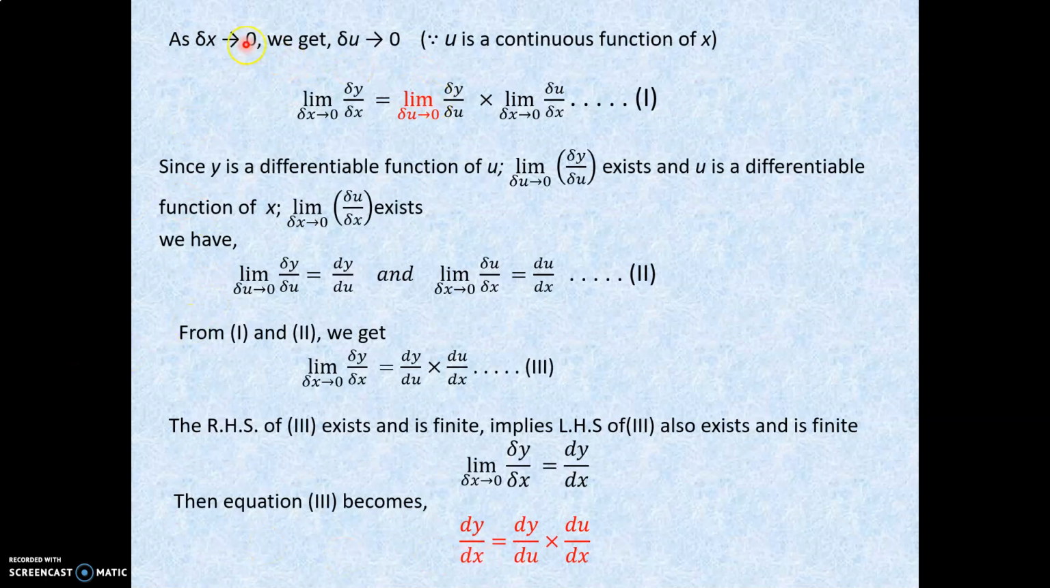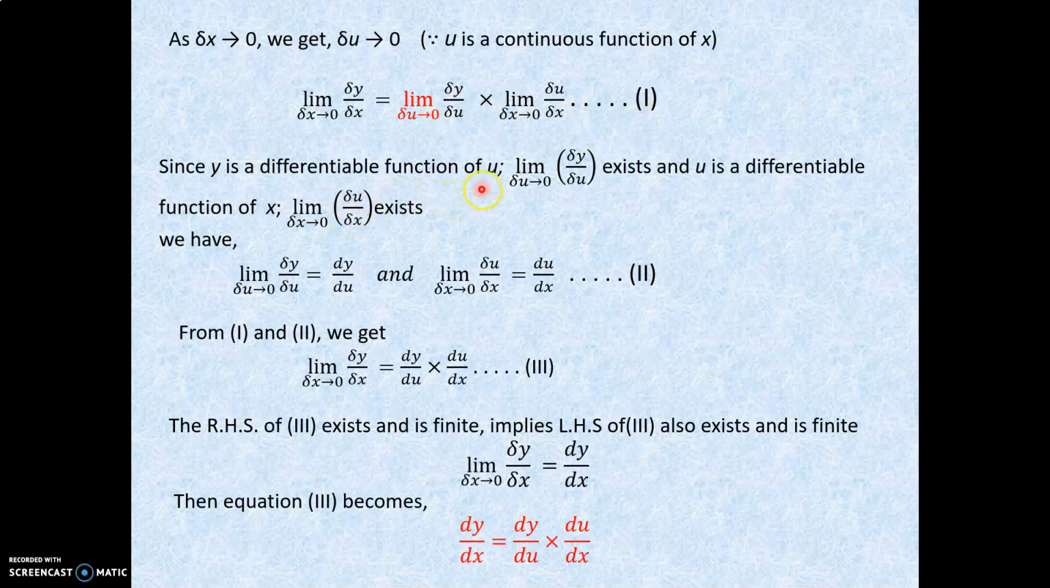That you can do because as delta x tends to 0, we get delta u tends to 0, since u is a continuous function. If it is tending towards 0, this must be tending towards 0, so that you can change that term to delta u tends to 0. Then you will call that equation 1.